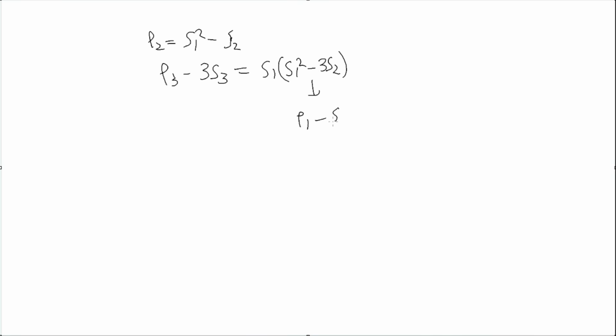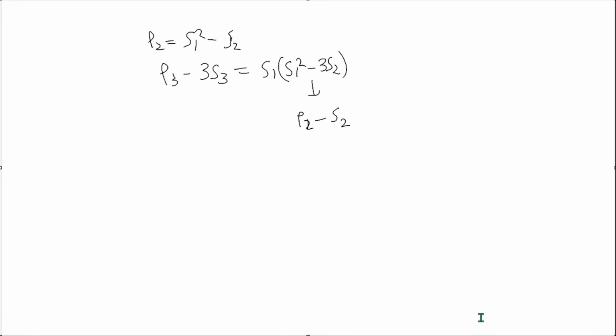So one of them that we discussed earlier is that P2 is equal to S1 squared minus 2S2. And we also have P3 minus 3S3 is equal to S1 times S1 squared minus 3S2. And both of these follow from Newton sums. And this is also equal to P1 times P2 minus S2. And yeah, both of them follow from Newton sums.